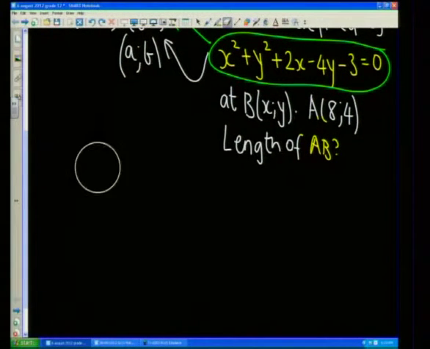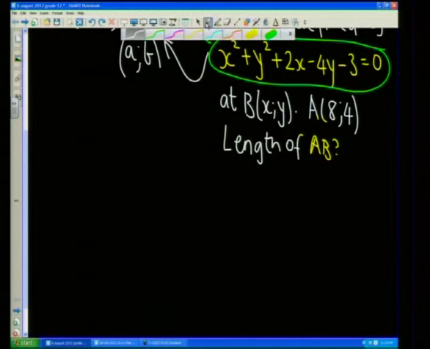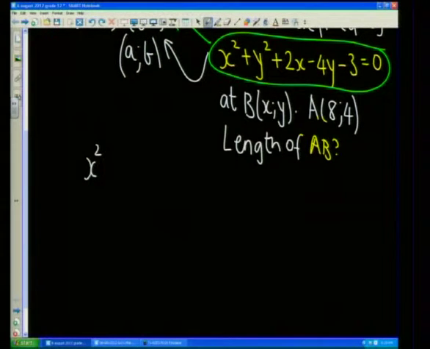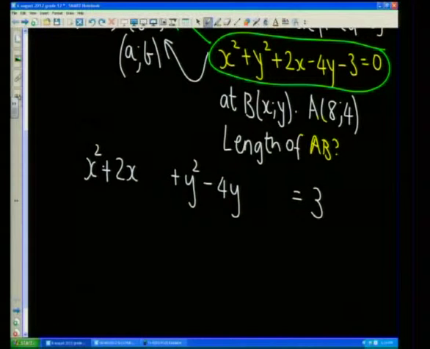We're going to do it over here. So x squared plus 2x plus y squared minus 4y equals 3. Why do you think I have left a gap between the x's and the y's here? It's because it's not just about factorizing.